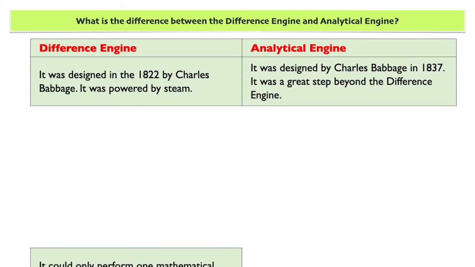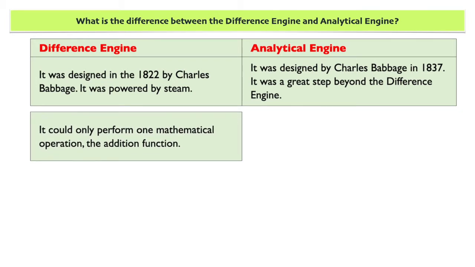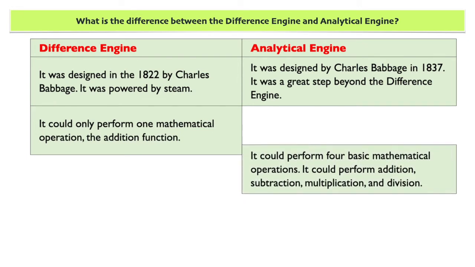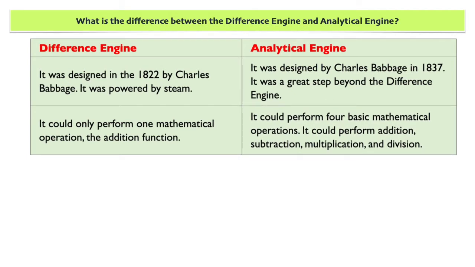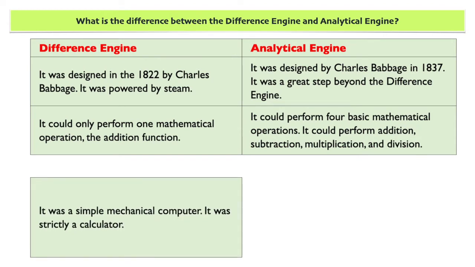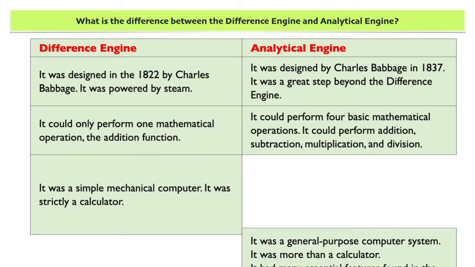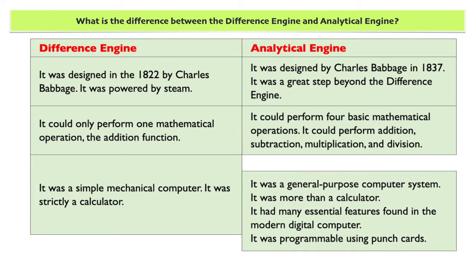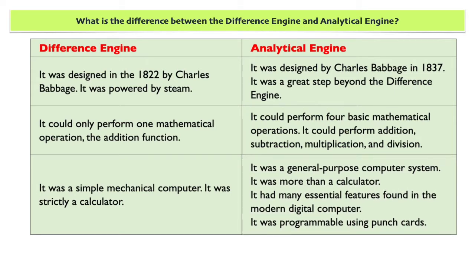The difference engine could only perform one mathematical operation, that is, the addition function. The analytical engine could perform 4 basic mathematical operations. It could perform addition, subtraction, multiplication, and division. The difference engine was a simple mechanical computer. It was strictly a calculator. The analytical engine was a general-purpose computer system. It was more than a calculator. It had many essential features found in the modern digital computer. It was programmable using punch cards.